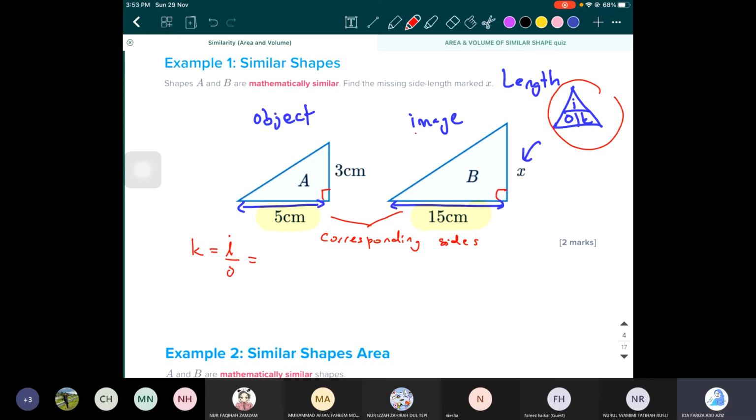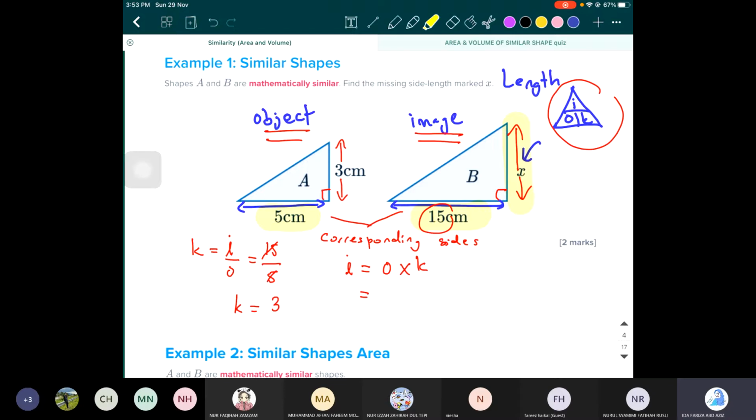Okay, let's look for K, which is I over O. Okay, sebab saya dah tetapkan yang triangle B ni as image, so I will take 15 over 5. So simplify this, I will get 3. So my K is equals 3. Okay, next, I'm looking for this side. Okay, X ni duduk dalam image. So, I'm looking for image now. So, saya tulis image is object times K. Alright, nak cari object that is correspond to X. X ni duduk sisi sebelah kanan. On your right hand side.